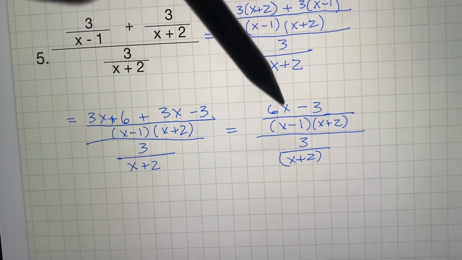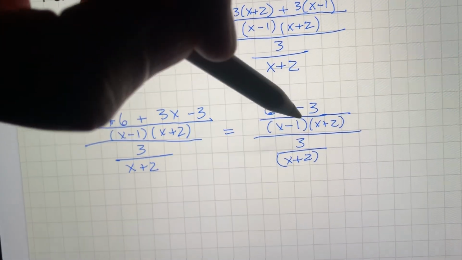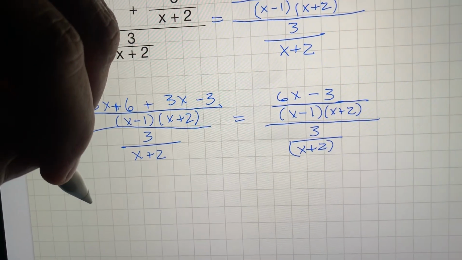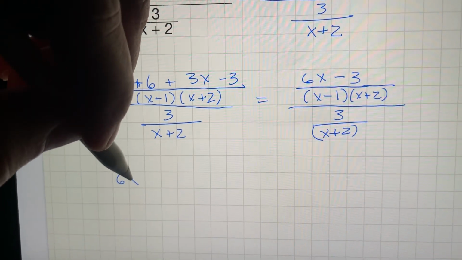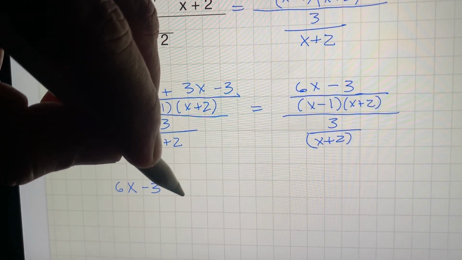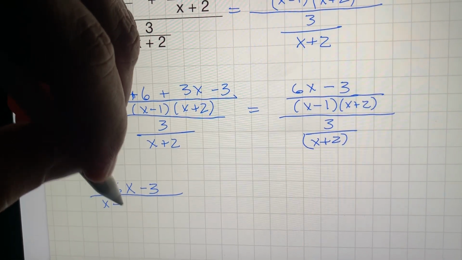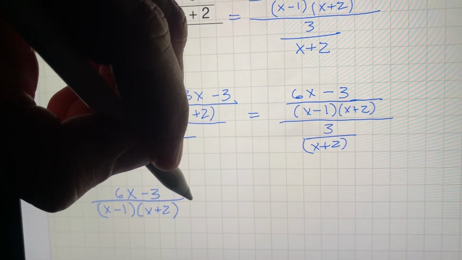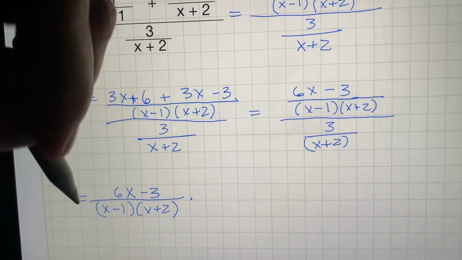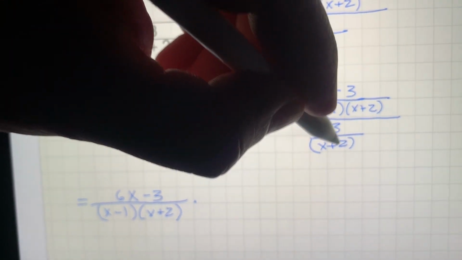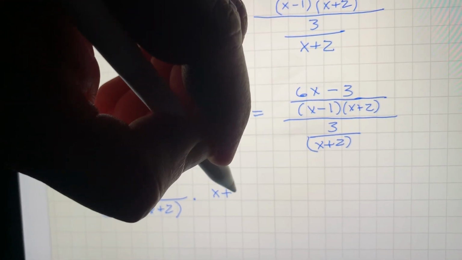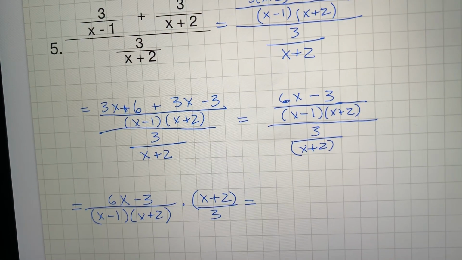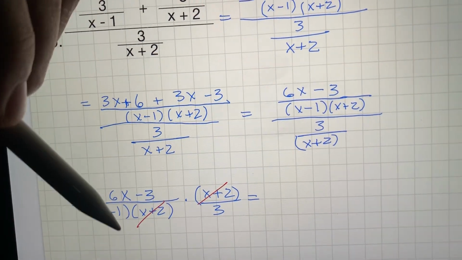Now, remember that if a fraction is dividing, then you can multiply it by the inverse. So we can say 6x plus 3 over x minus 1 times x plus 2 multiplied by the inverse of 3 over x plus 2, which is x plus 2 over 3. Now noticing x plus 2 cancels out here.